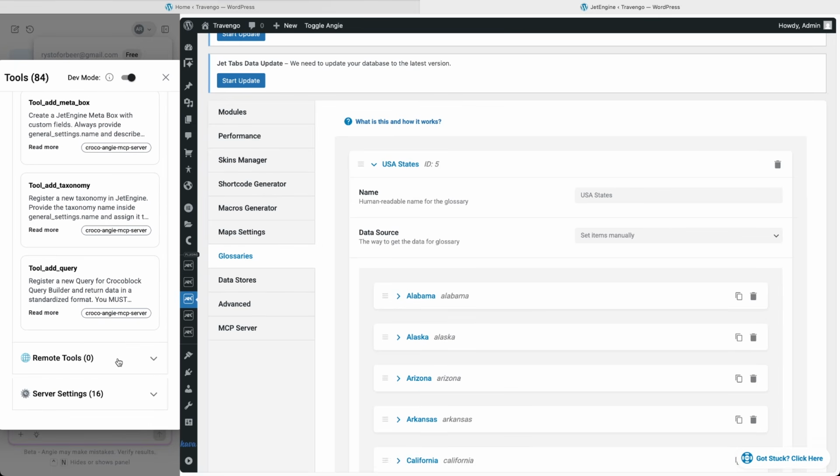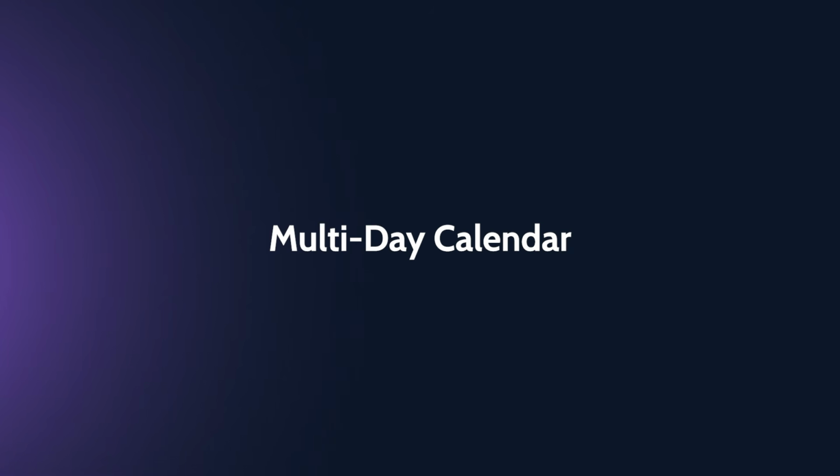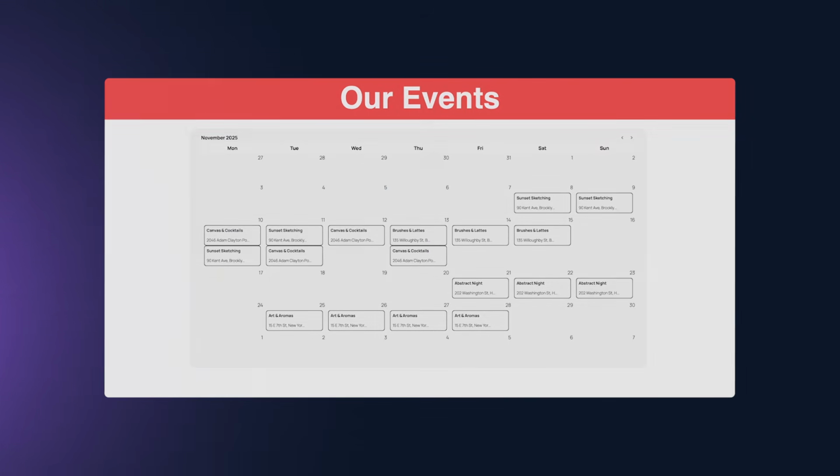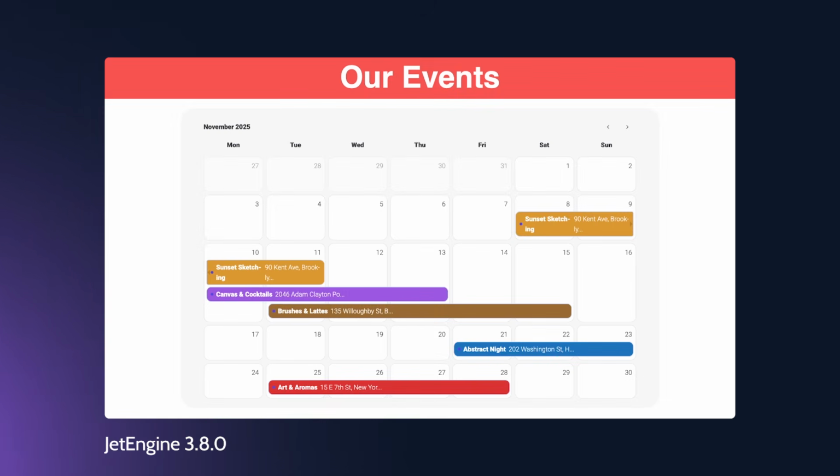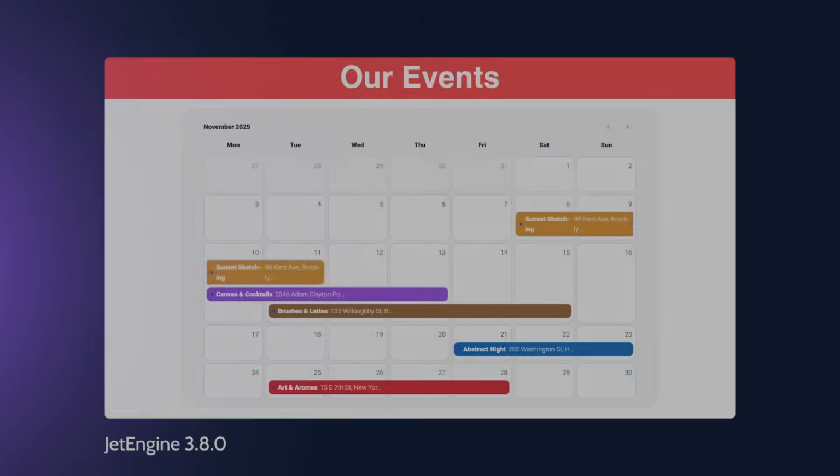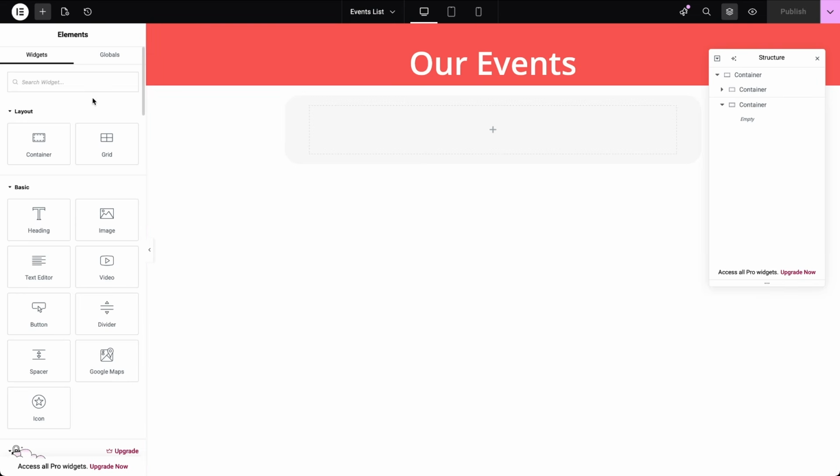Next feature, the new multi-day calendar widget. This one is a huge quality of life improvement for anyone building event websites. Until now, a multi-day event looked like several duplicated listings across multiple cells. Events can now stretch across several days as a single badge, making multi-day events immediately readable. Let me show you how it works.